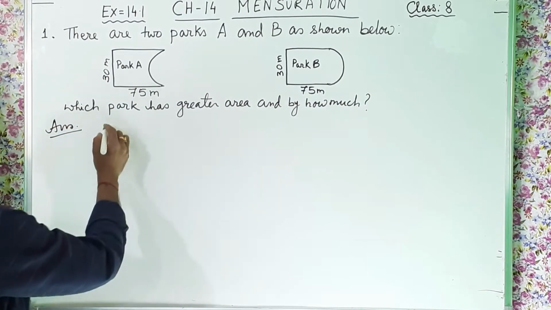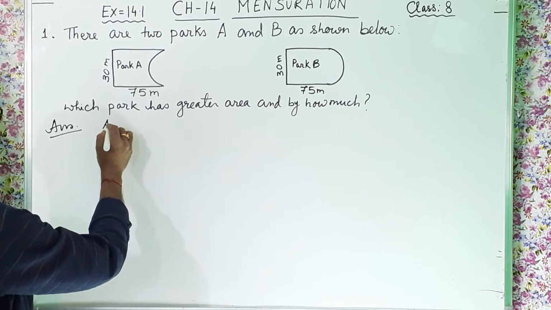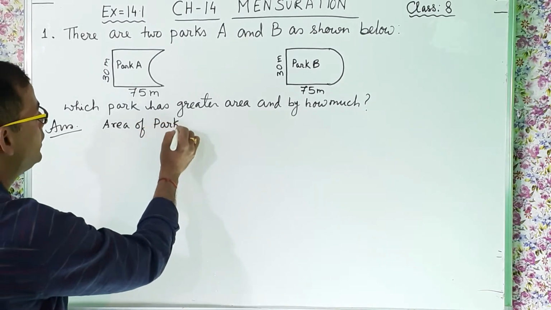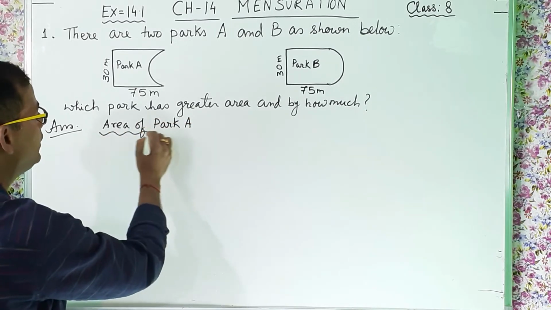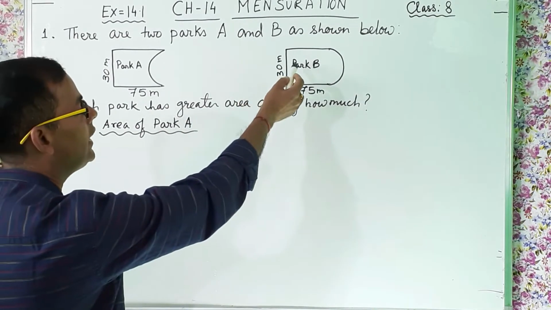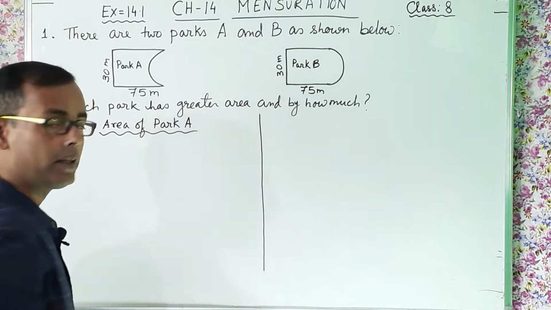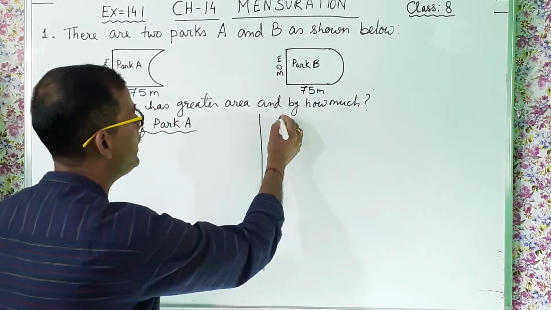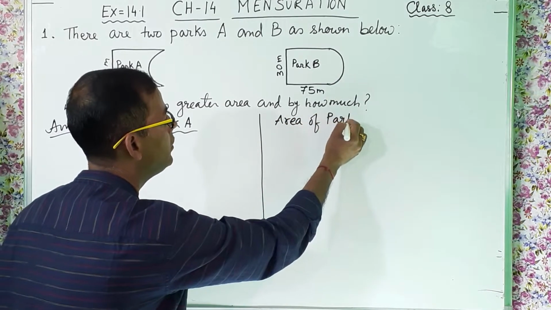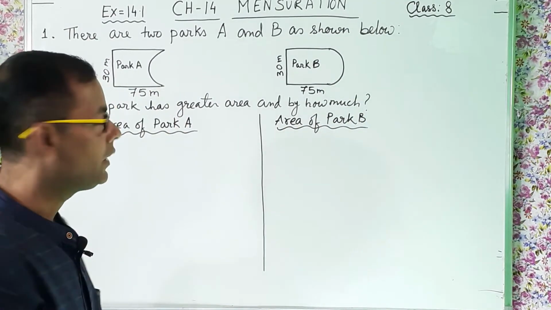I am going to find out the area of park A. So area of park A will be the heading here, clear? And then I am going to find out the area of park B also. So if I divide my copy into two parts, here I will find out the area of park B. Like this way, clear or no?